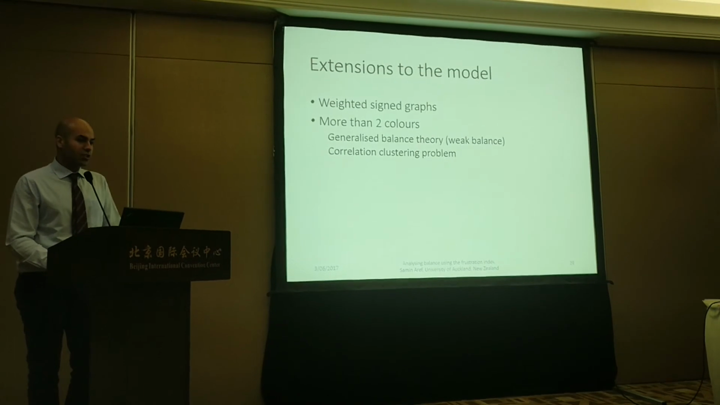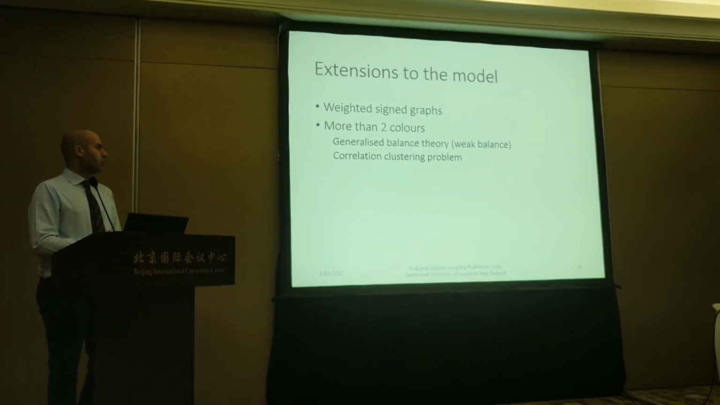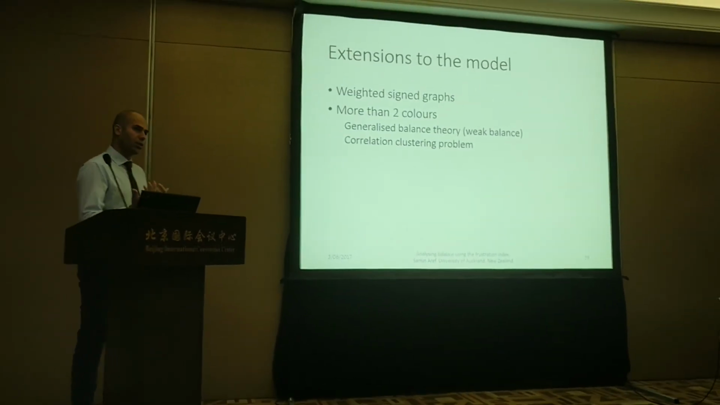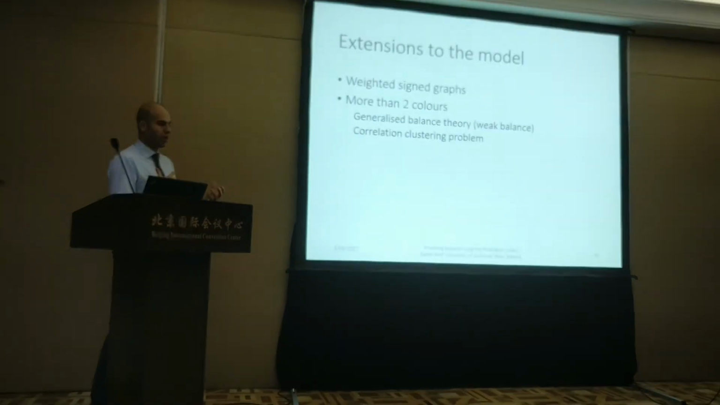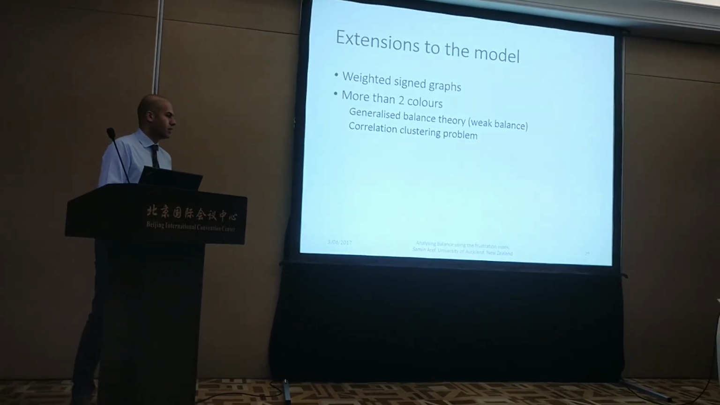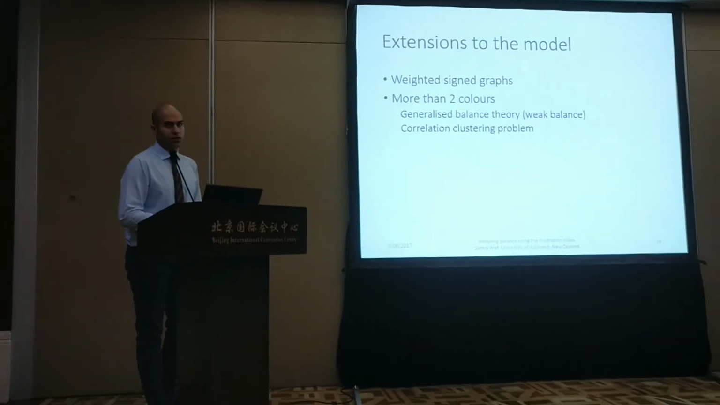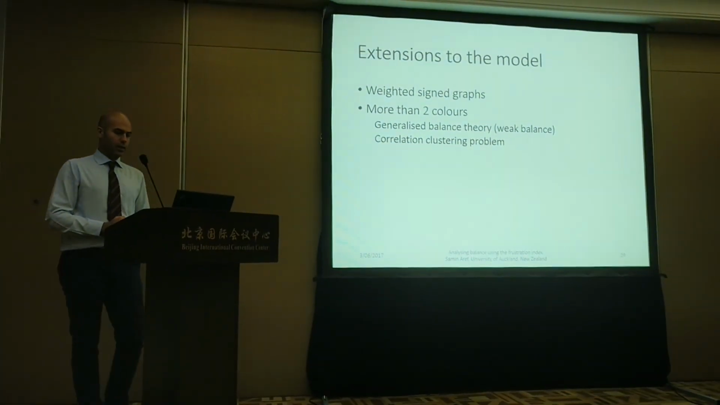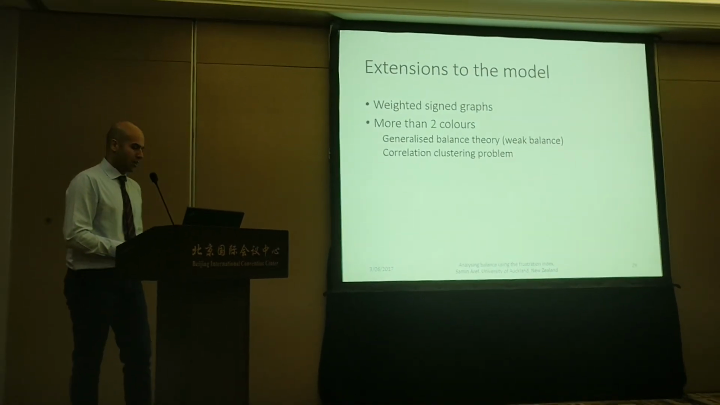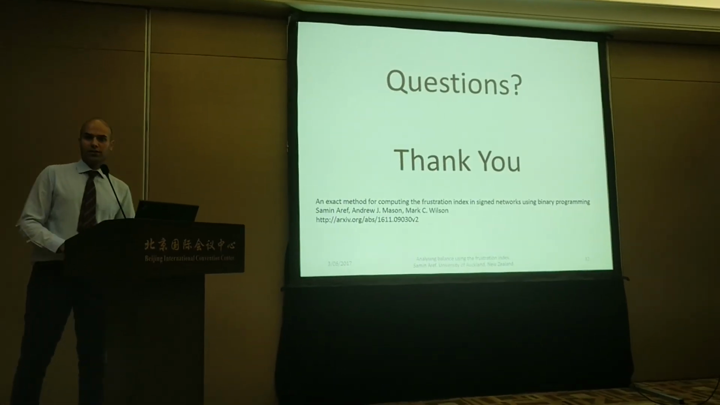In terms of extensions, if we consider a weighted signed graph, that would be another interesting question. And we can consider more than two colors, which is essentially the generalized balance theory or weak balance, Davis's definition, and it's called the correlation clustering problem, which is a well-studied problem in operations research. So I think we have quite a few minutes for questions and answers. Thank you.